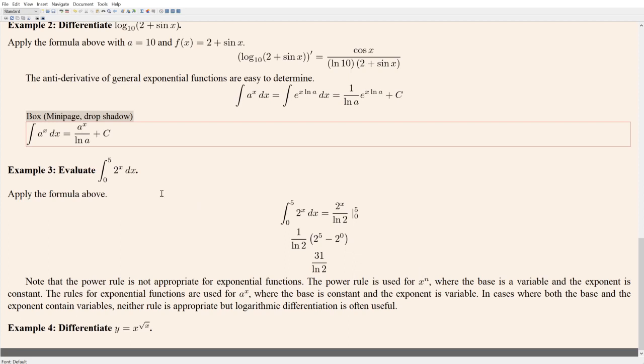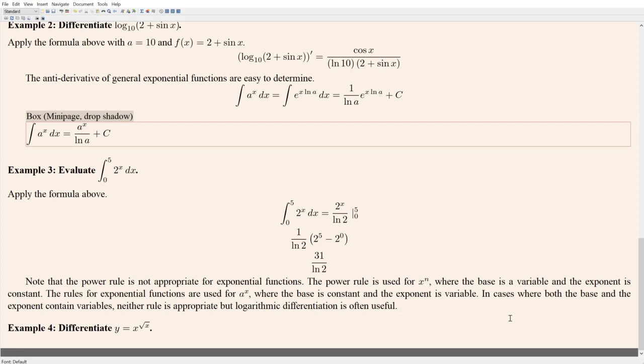Now, the sort of functions that we have been looking at here are not power functions, because for a power function, the base is a variable, and the exponent is a constant. Well, we've been looking at the case where it's exactly the opposite. The base is a constant, and the exponent is the variable. So I just want to draw your attention to that.